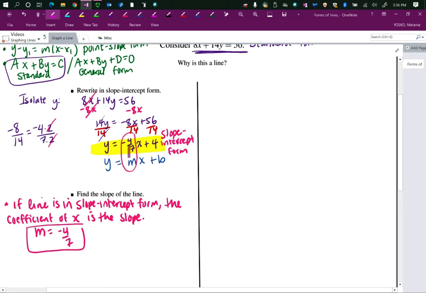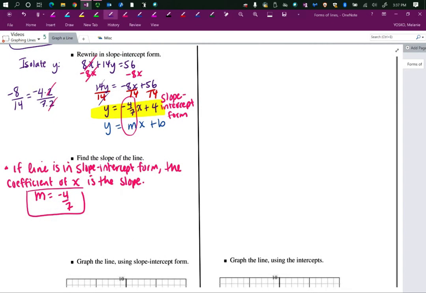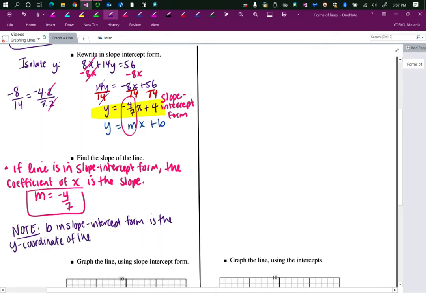y equals mx plus b. So the coefficient of x is our slope. It's that easy. Because this is in slope-intercept form, we could also find the y-intercept if we wanted to. b in slope-intercept form is the y-coordinate of the y-intercept. So the y-intercept here is not 4, b is 4, right? Here, b is 4. So the y-intercept is (0, 4).